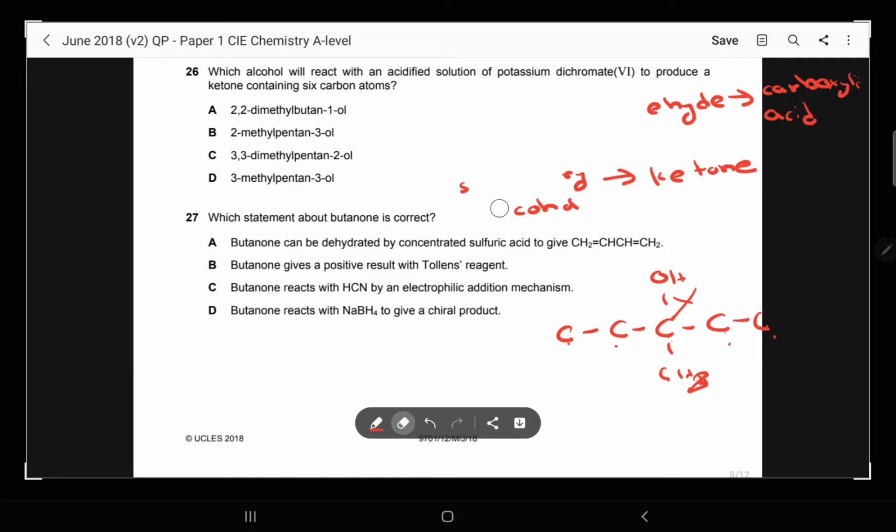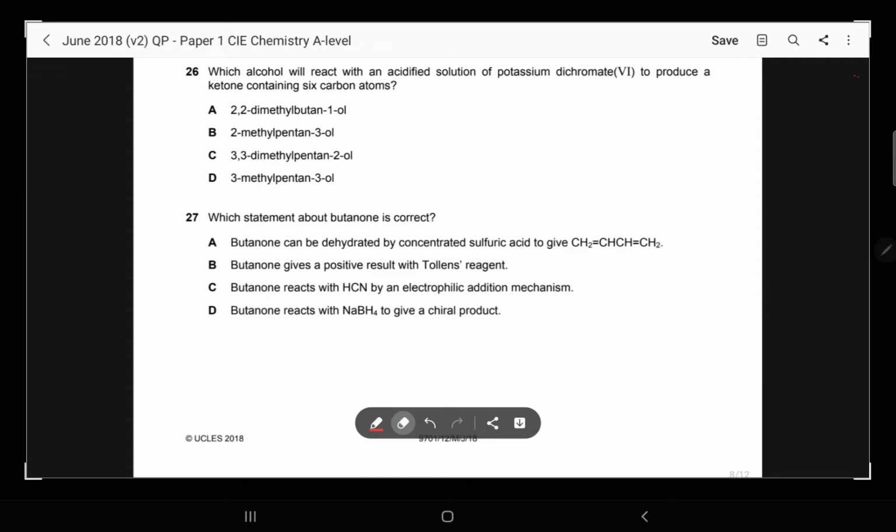Number 27. Which statement about butanone is correct? What is butanone? Butanone is a 4 carbon compound that contains a ketone group. So carbon, carbon, carbon, carbon. The oxygen is going to be either on the second or third carbon, making both of them the same thing. So this is butanone. Can be dehydrated by concentrated sulfuric acid to give CH2, CH, CH, CH2. This would have been true if it were an alcohol, but this is not. This is a ketone, so this is not going to be the answer.